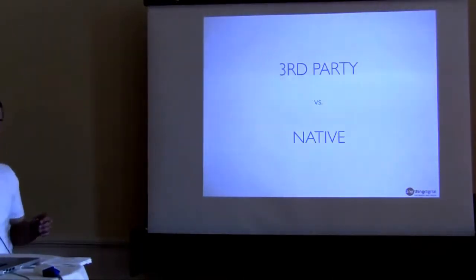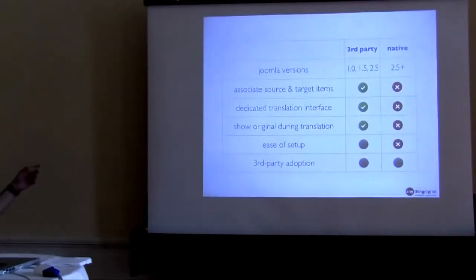And multi-language in Joomla has often relied, in the past, prior to Joomla 2.5, on third-party solutions. And I'm just going to quickly compare the third-party translation to native translation in 2.5. So we started at the top there with the version supported: third-party options for 1.0, 1.5 and 2.5, and then native for 2.5 and above. So I'm just ignoring the fact that 1.6 and 1.7 exist. I hope you do that too.